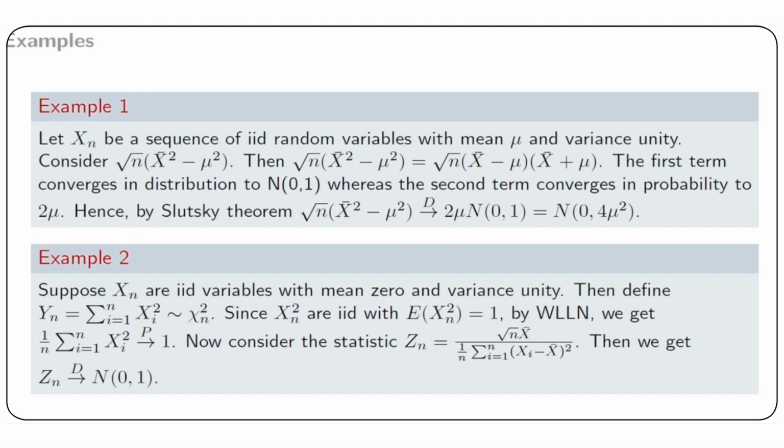So consider the statistic Zn, which is defined as square root of n multiplied by x bar, whole thing divided by the sample variance, that is 1 by n summation i from 1 to n (xi minus x bar) square. Then we find that the numerator converges in distribution to normal 0 1, and the denominator, being the sample variance, converges in distribution to unity, which is non-zero. So using Slutsky theorem, we can at once say that Zn converges in distribution to a standard normal variable.